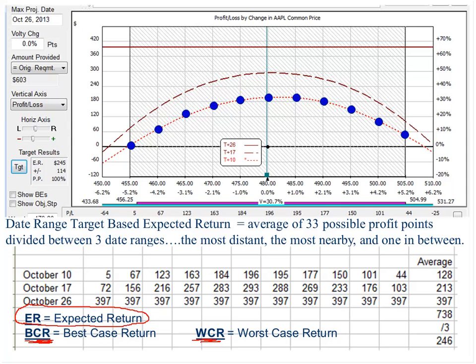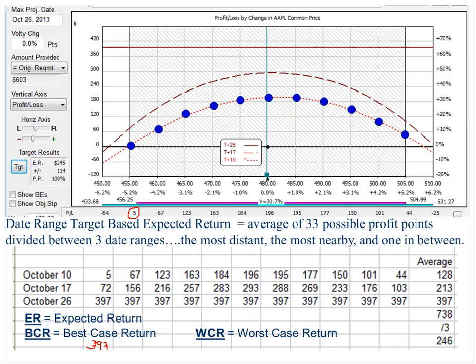If you look at all 33 of these numbers here, which one is the highest? That would be our best case return. Our best case return in this situation is 397, as I use a fat marker. Okay, best case return is 397. What's the lowest here? Okay, $5. That's the lowest amount we're making out of all of these.